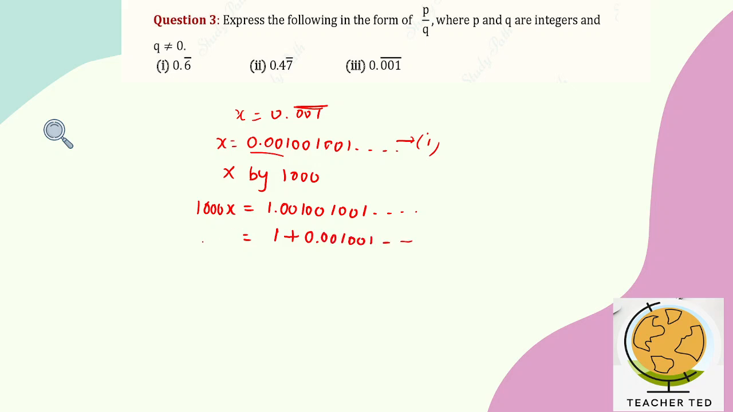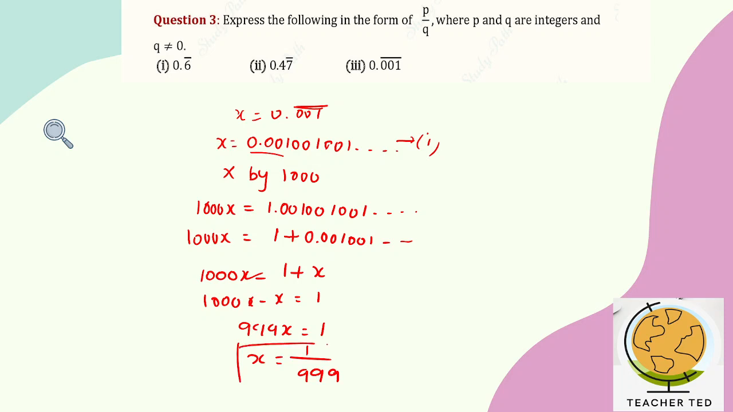Here you take out 1 outside, and it becomes 0.001, etc. The left hand side stays 1000x. So 1000x is equal to 1 plus x. 1000x minus x is equal to 1. 999x is equal to 1. x is equal to 1 over 999. So this is the required P by Q form in the question.